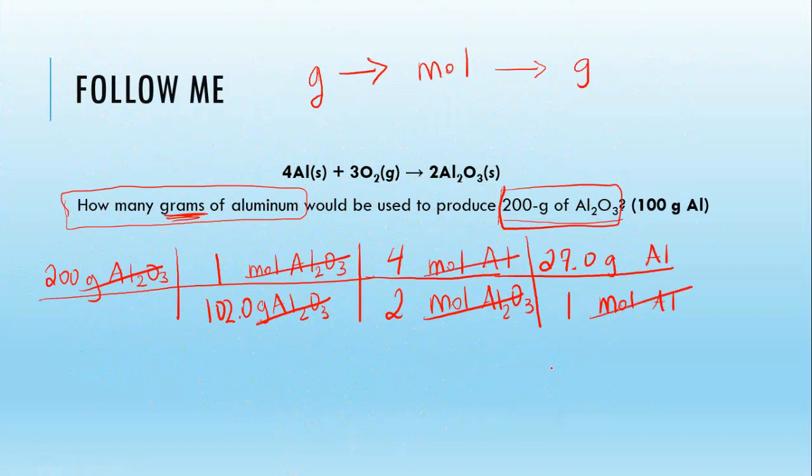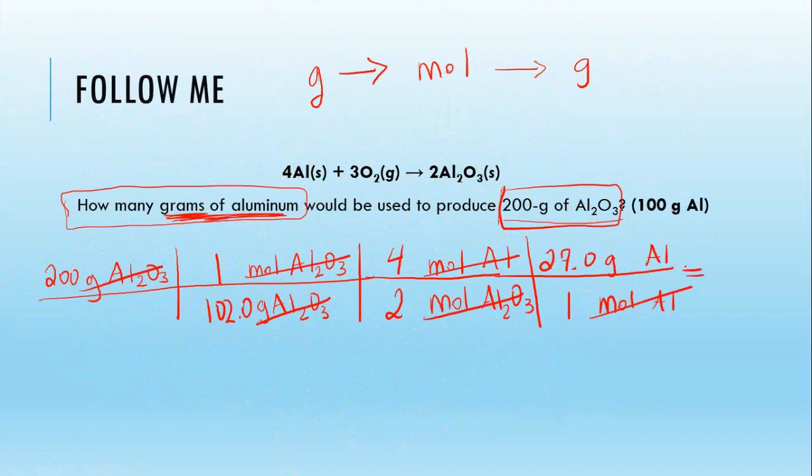So if this cancels, can I stop now? Well, if I stop, it's in grams of aluminum. Well, look here, that's what it asks for, grams of aluminum. So yes, now I can stop. So what you would do now is you would multiply all the way across. You'd have 200 times 4 times 27. And then you would divide that by 102 times 2.